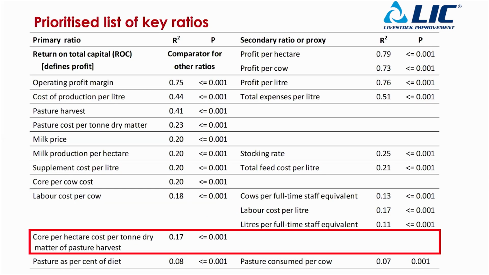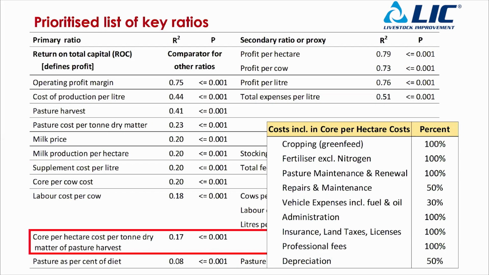This core per hectare cost per tonne dry matter of pasture harvest ratio was also developed by Red Sky, so that a group of costs related to the land area that do not include supplements or people could be monitored. This table outlines the range and proportion of each cost centre included in the calculation. This ratio is the most relevant for determining the performance of a dairy business and controlling farm area or hectare costs, which to be relevant and have significance needs to reference the amount of pasture harvested per hectare.